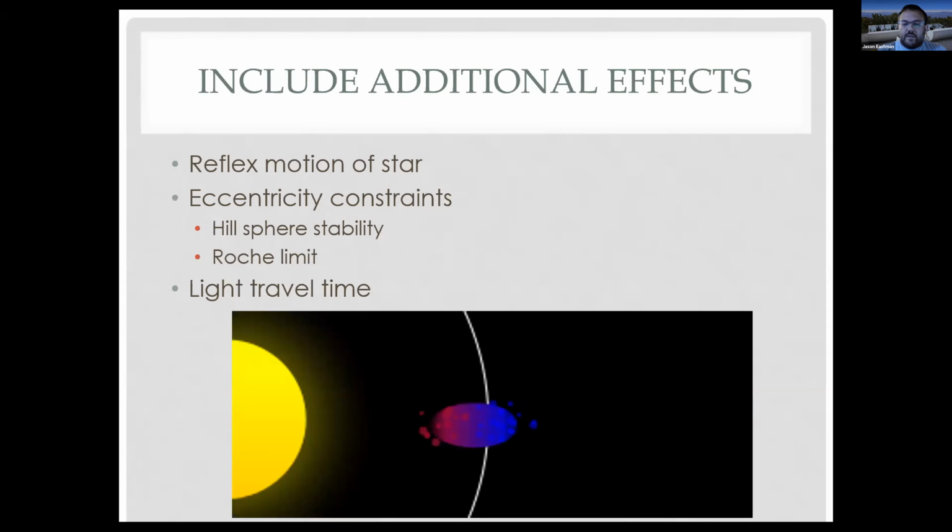But the cool thing about including the star within the model is that you can now include additional effects that are often negligible in your planetary model, like the reflex motion of the star. Or you can also include eccentricity constraints where planets can't cross into each other's Hill spheres. And probably the most important one is including the light travel time.